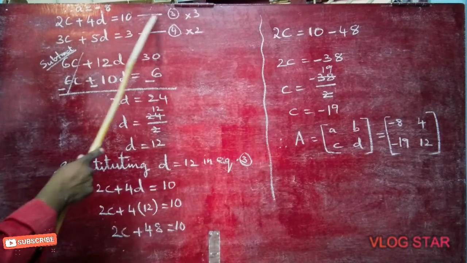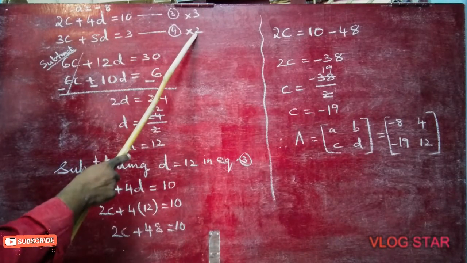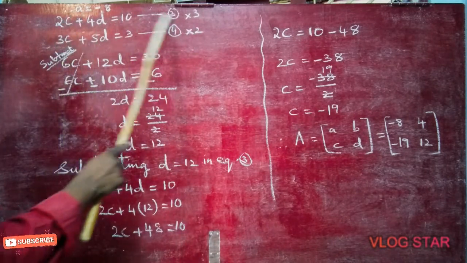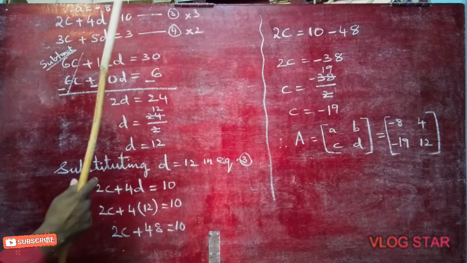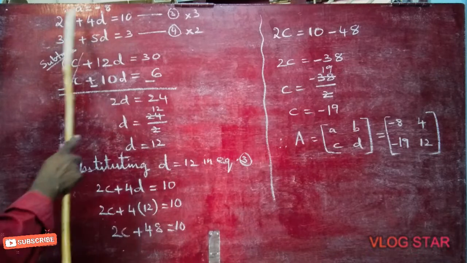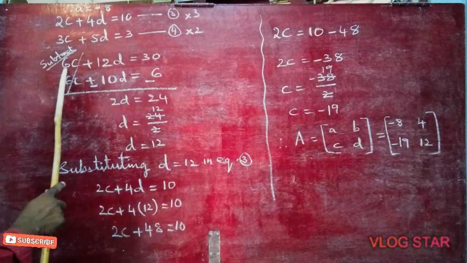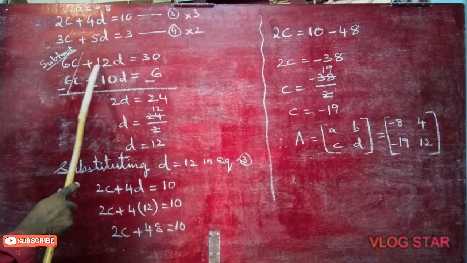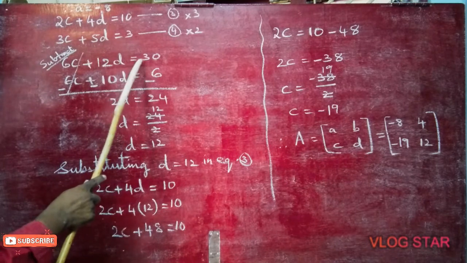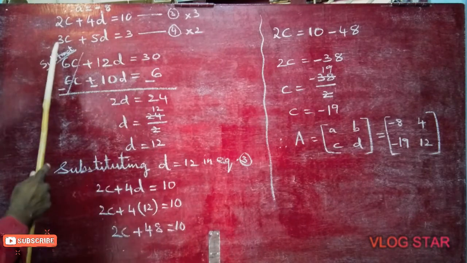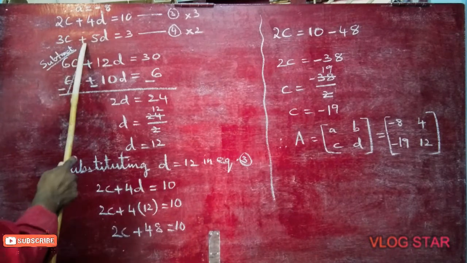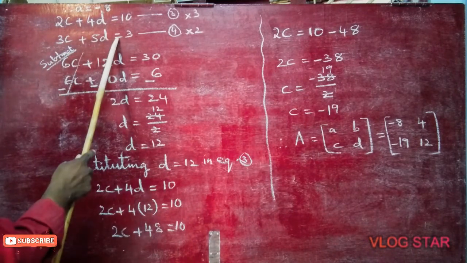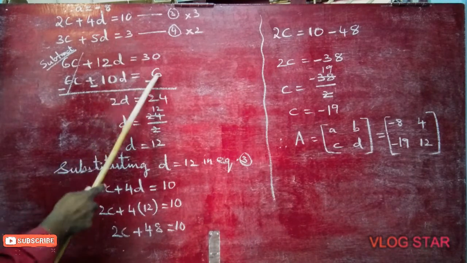Now the third one I am multiplying with 3 and the fourth one with 2. I am interchanging. This 3 I am taking here to the third equation and this 2 to the fourth equation. Now I am multiplying. 3 table everybody knows. 2 3 6c plus 4 3 is 12d is equal to 10 3 is 30. Next, with the 2 table I am multiplying. 3 2 6c plus 2 5 is 10d is equal to 3 2 6.